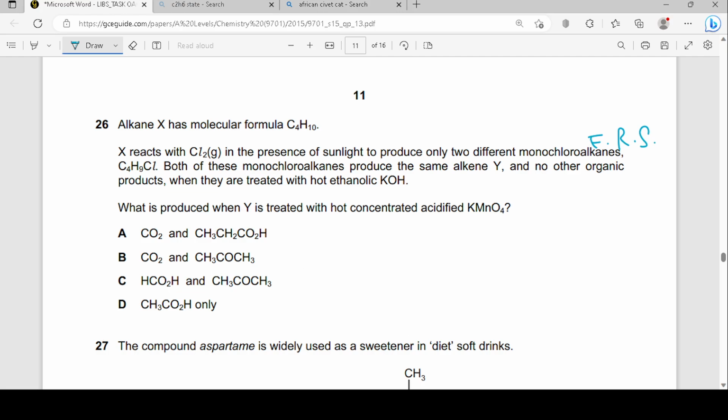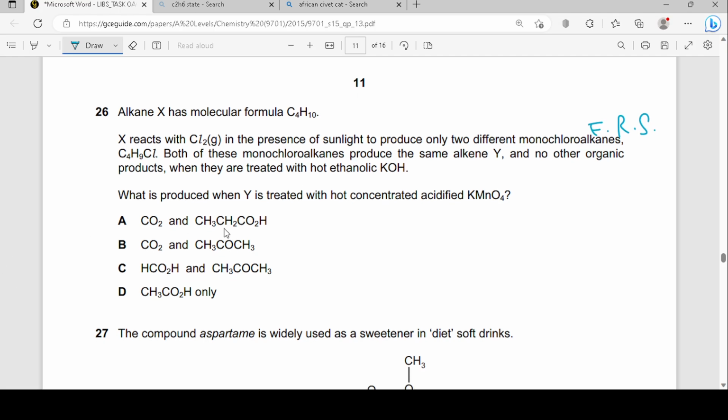What is produced when Y is treated with hot concentrated acidified KMnO4? Okay, so hot concentrated acidified KMnO4, if it's an alkene, that would mean that it undergoes oxidative cleavage, which basically means the double bond is completely broken, right? So yeah, the double bond completely breaks. Okay. Anyways, let's look at this.